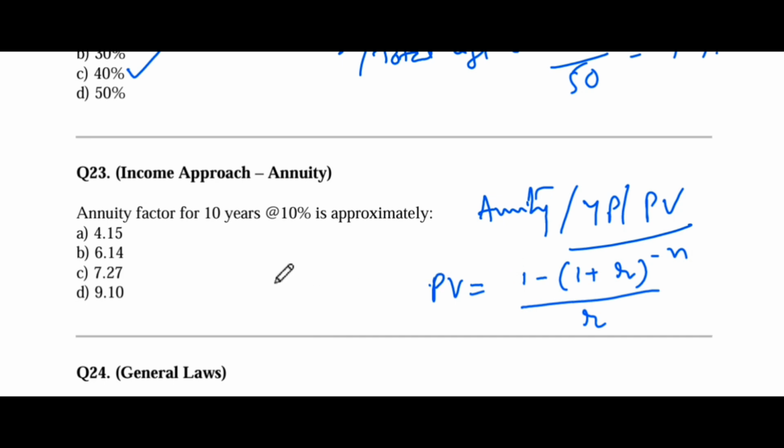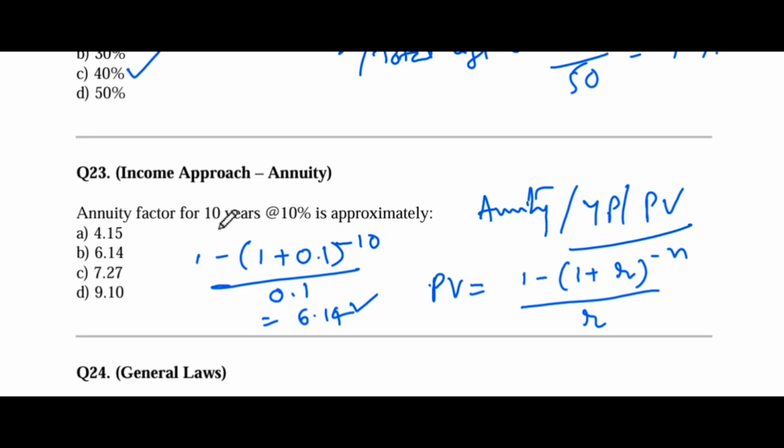So the PV would be how much? 1 minus (1 plus 0.1) whole power minus 10, by 0.1. So the answer would be how much? 6.14. We previously discussed thoroughly what is the annuity factor.